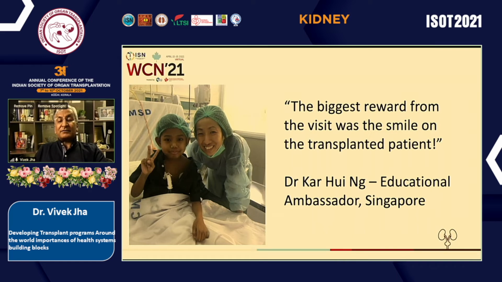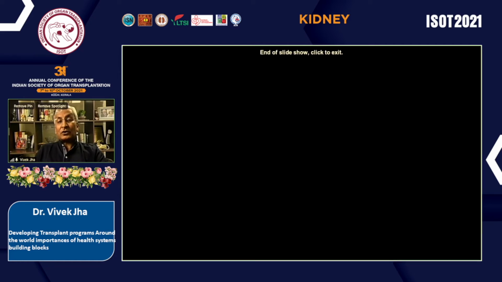And this is the first pediatric kidney transplant recipient you can see here. And you can see the education ambassador, you can see the smile on the face of the ambassador. But what the ambassador had to say was that the biggest reward for her was the smile on the face of the transplanted patient. So there are smiles all around, and it should make us proud also that it is all possible. So I'm going to stop here.